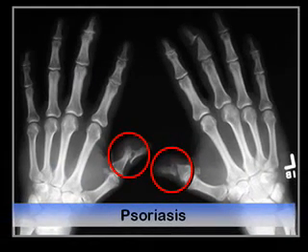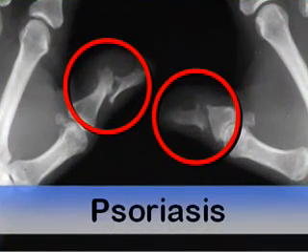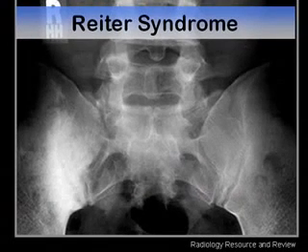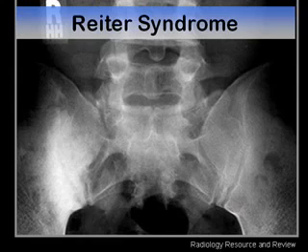This is the characteristic appearance of psoriatic arthritis in the hands. The red circles are demonstrating a characteristic erosion at the distal interphalangeal joints, which is called the pencil in cup deformity. This is a frontal view of the sacroiliac joints in a patient with Reiter syndrome. The right sacroiliac joint is sclerotic and nearly fused. The left sacroiliac joint is much less involved but slightly irregular.